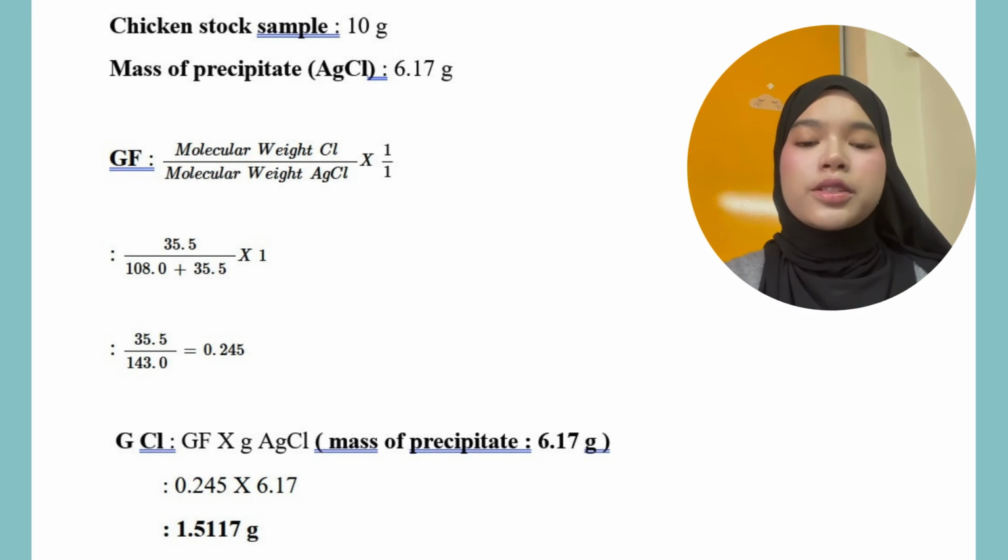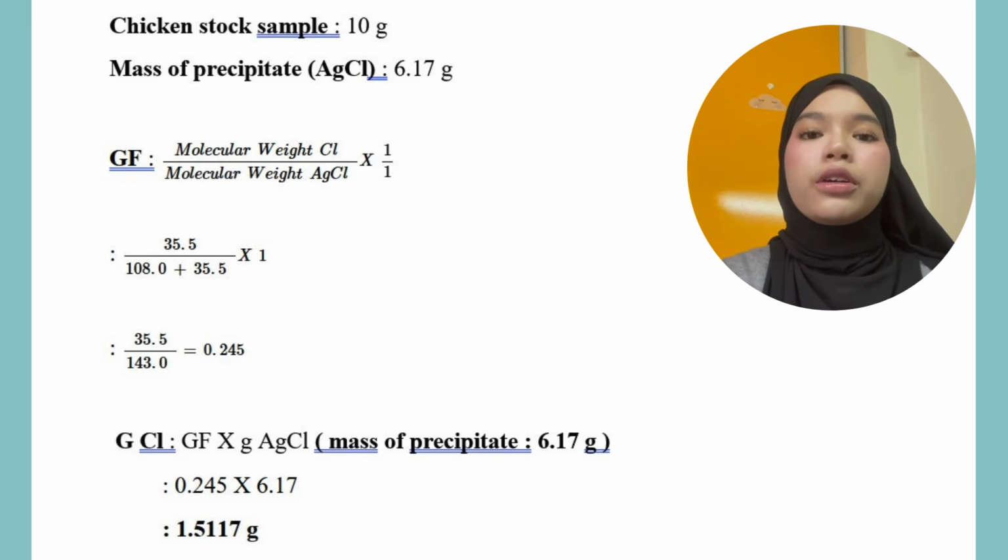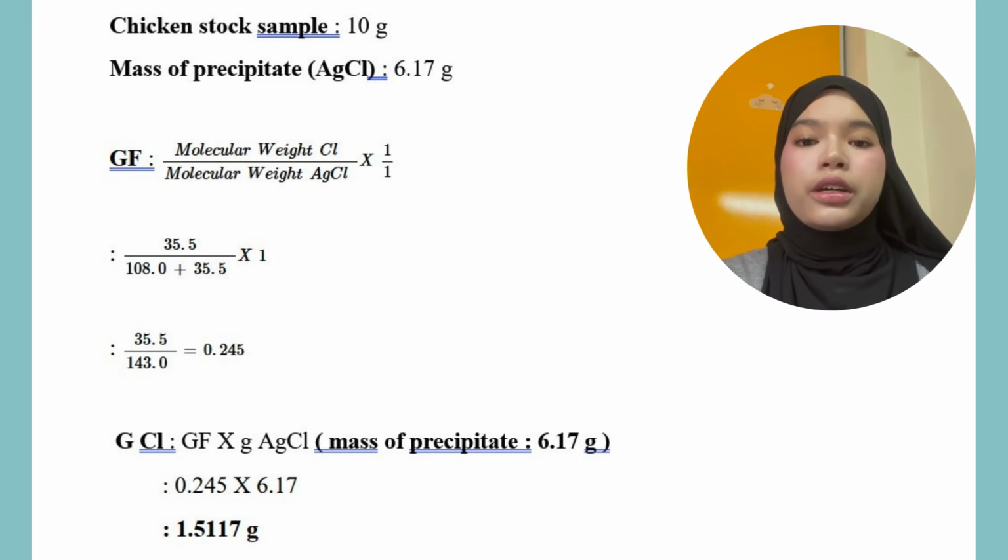The calculation steps to achieve the percentage of NaCl in the chicken stock sample. First, we must calculate the gravimetric factor, for which we use the formula: molecular weight of Cl over molecular weight of AgCl, times mole of Cl over mole of AgCl. As a result, we have got 0.245.